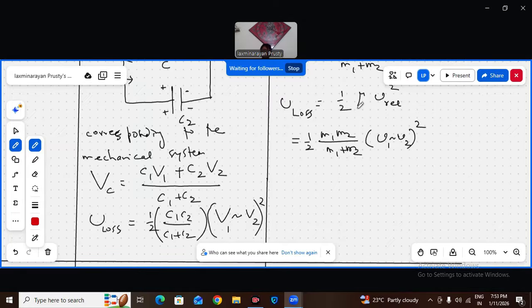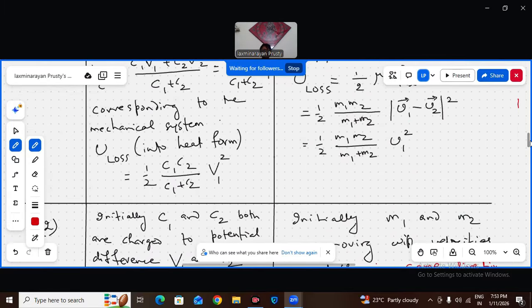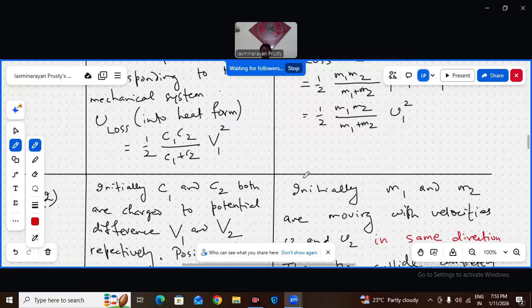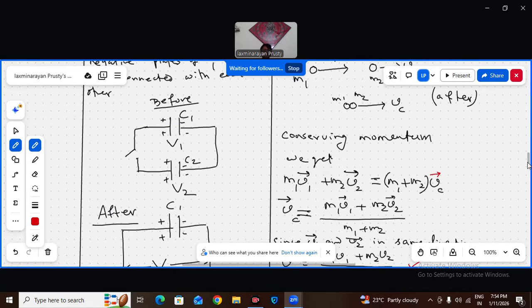Again, I told you, half mu V relative square. What is mu? Mu is M1 M2 by M1 plus M2. That is, mu is the reduced mass, M1 M2 by M1 plus M2. You may ask, how do you derive this? That we derive in mechanics, in the system of particles and momentum conservation chapter.